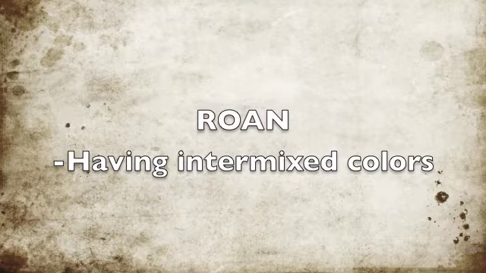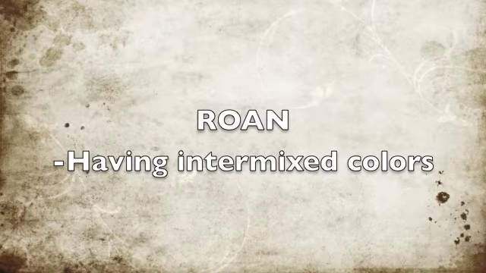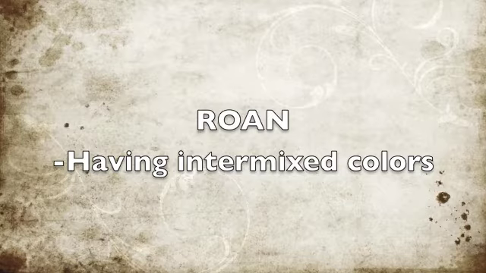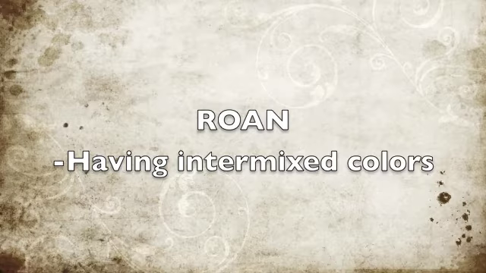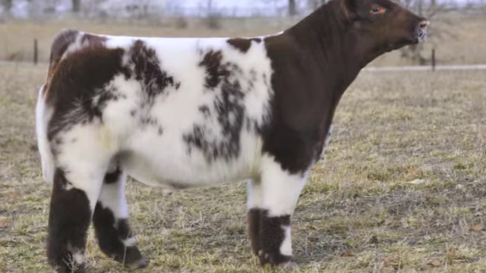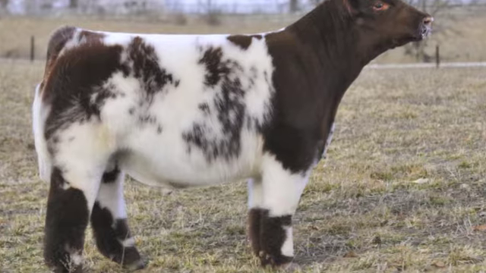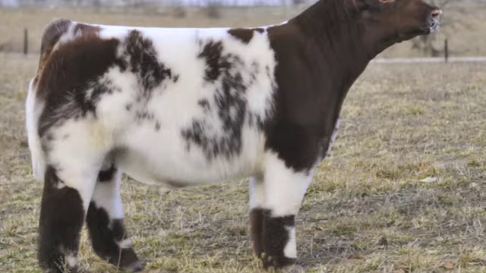So the first term that we're going to talk about is roan. Roan is when we refer to colors of an animal being intermixed throughout the body. Normally it's going to be white and another color. So this first picture is showing a purebred animal that is mixed red and white, and that is what we call a red roan.